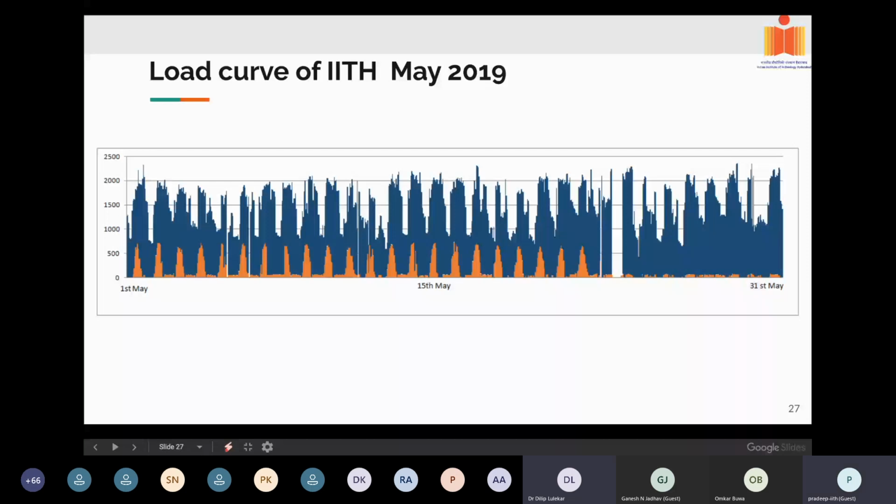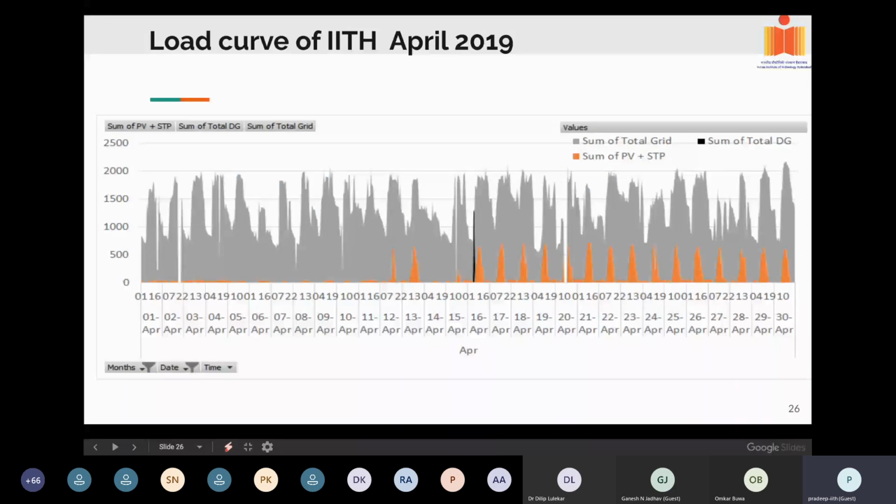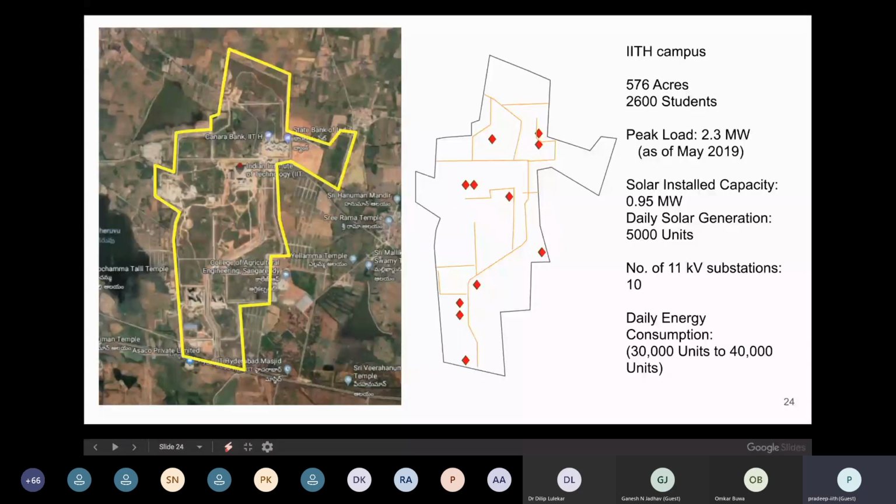Yes. So when we went for more number of buildings, for example, here you can see this is an area spread across 500 acres. And there are 10 substations. These substations are located far away from the buildings. The substations are a little bit away, and there was no Wi-Fi signal to get the data.